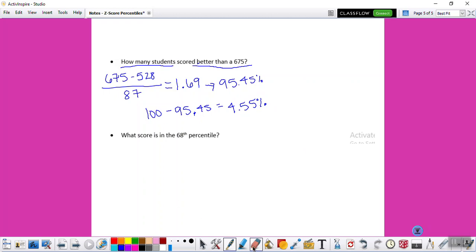However, this wants to know how many students. The total students was 45,000. We need to multiply that by 4.55%, which as a decimal is 0.0455. When we multiply those, we get 2,047.5. Well, you can't have half a student, so we're going to round up to 2,048 students.